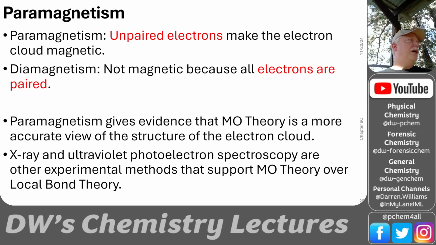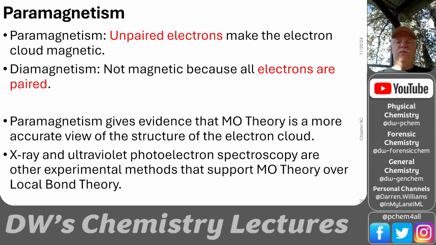Now, how do we know this actually takes place? Well, one of the experiments is magnetism, paramagnetism. We can put these molecules in a magnetic field and see if the magnetic field pulls them into the magnetic field. That's a measurement of paramagnetism. And anytime the molecule has unpaired electrons in it, then it makes the electron cloud magnetic. If everything's paired up, then we have a diamagnetic molecule. So paramagnetism gives evidence that MO theory is a more accurate view of the electron cloud.